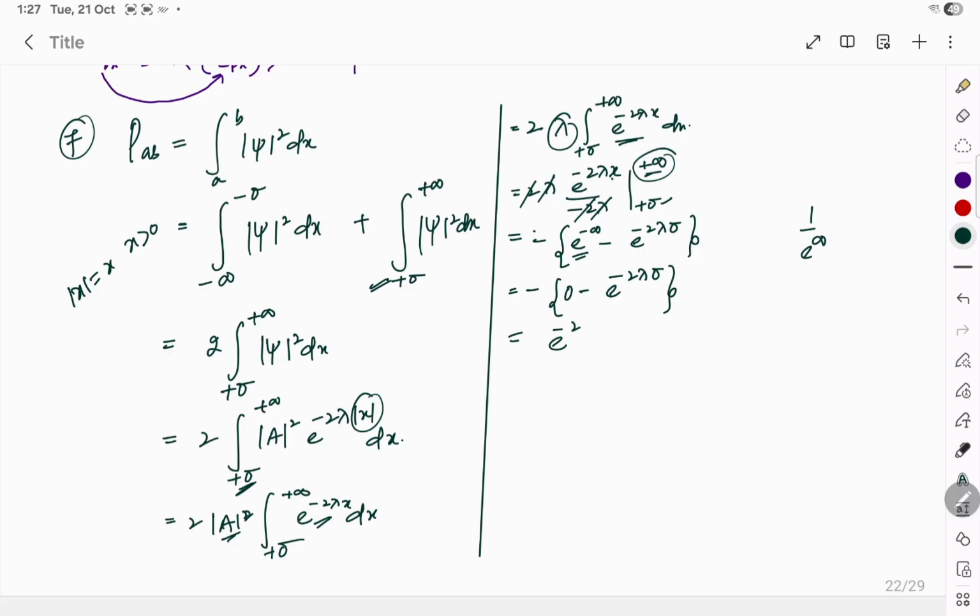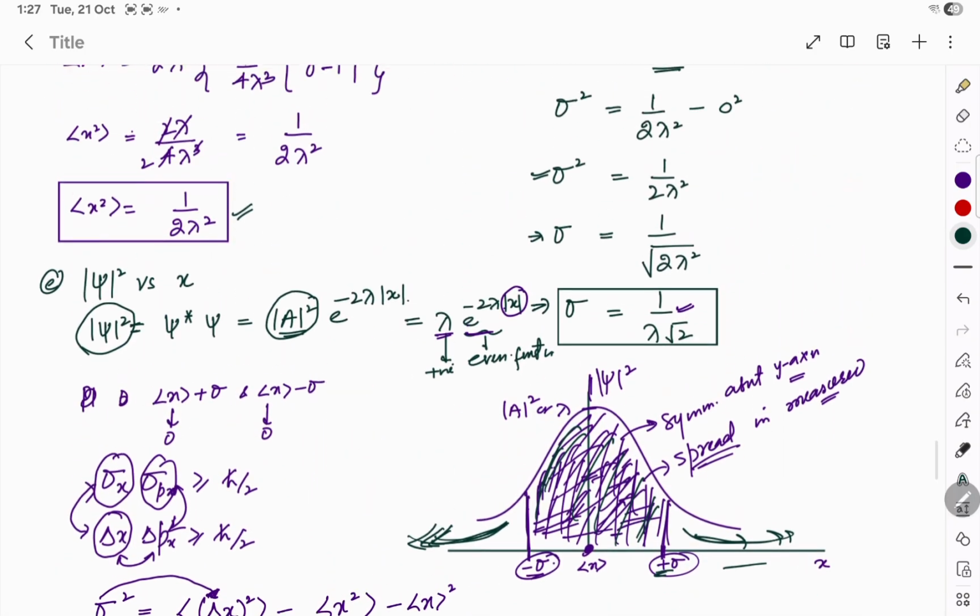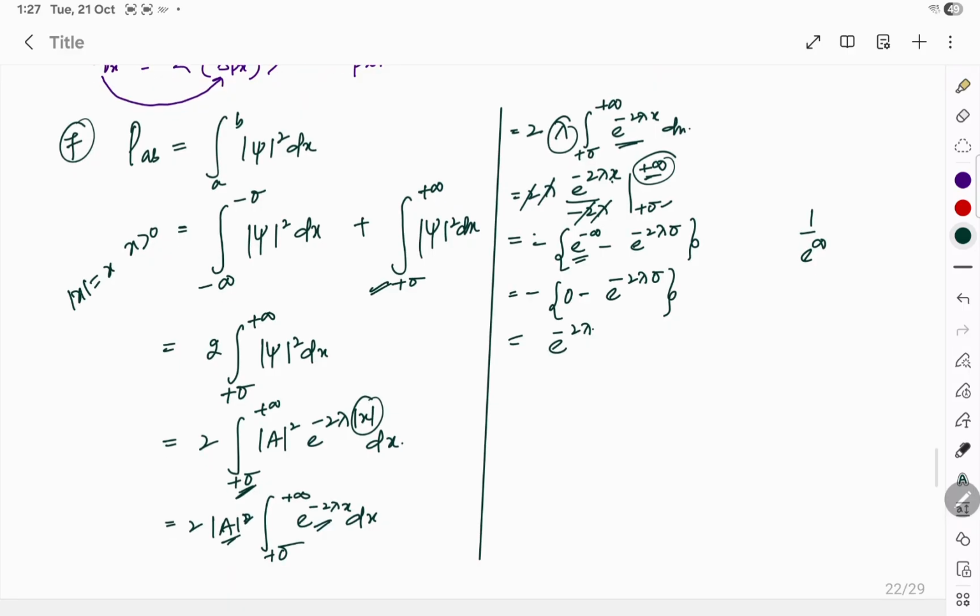Now it would be e to the power minus 2 lambda, and sigma we calculated here as 1 over lambda root 2. Lambda will go with this, so there remains only e to the power minus 2 divided by root 2. You can leave it like that, but let us simplify it a bit: minus 2 divided by root 2 times root 2 divided by root 2. So it's equal to e to the power minus 2 root 2 divided by 2, so e to the power minus root 2, which we can write as 1 over e to the power root 2.